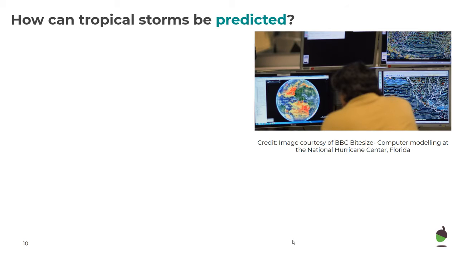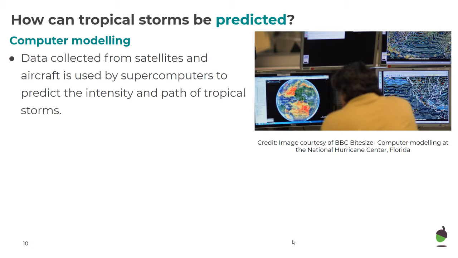So how can tropical storms be predicted? Well, the way in which we are able to do this is through computer modelling, and the computers use data collected from somewhere that we've already mentioned. So data collected from satellites and aircraft is used by supercomputers to predict the intensity and path of tropical storms. The intensity of a tropical storm is its strength, and the path of a tropical storm is the route that the tropical storm may take. And an example of an organisation that monitors and then predicts tropical storm behaviour is the National Hurricane Center in Florida, and that is the area that you see in the image on the screen.